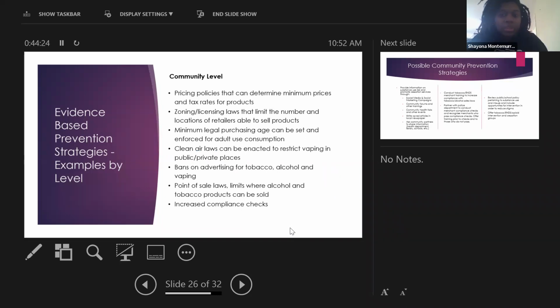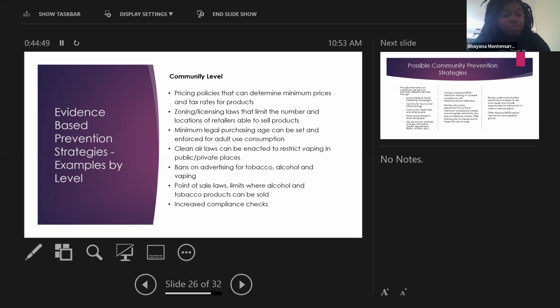Now the community level. I'm going to touch more on the community level. We also work a lot within the school level, but I'm going to touch a little bit more on the community level. Community level evidence-based strategies include working with bans on advertising for tobacco, alcohol, and vaping, as well as increasing compliance checks.